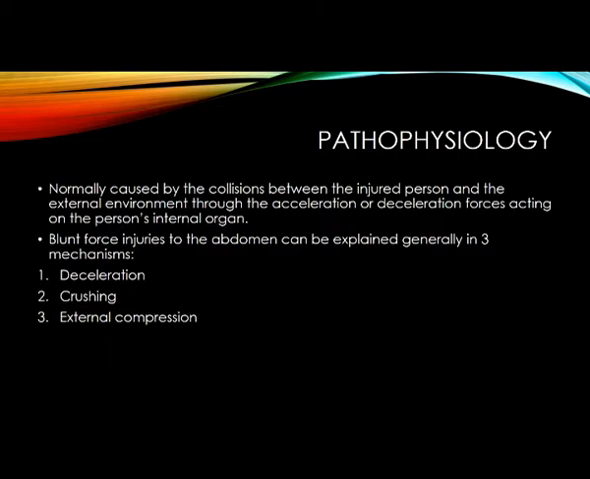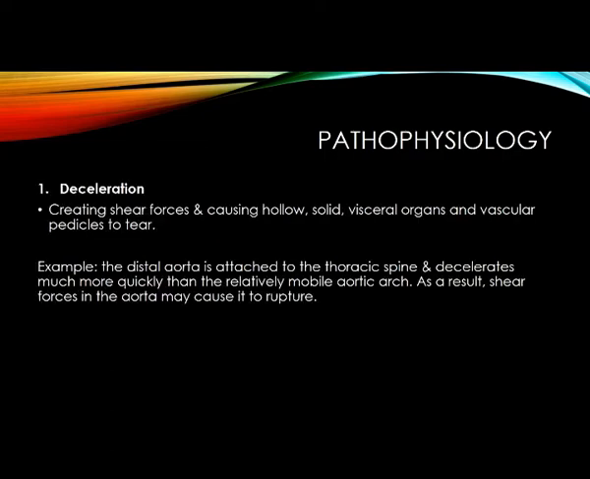It is normally caused by the collision between the injured person and the external environment through acceleration or deceleration forces acting on the person's internal organs. Blunt force injury to the abdomen can be explained generally in 3 mechanisms. First is deceleration, second is crushing, third is external compression. Deceleration creates shear forces, causing hollow and solid visceral organs and vascular pedicles to tear.